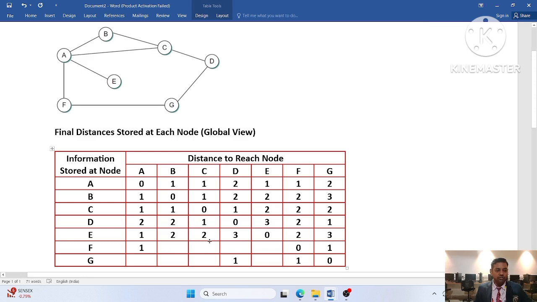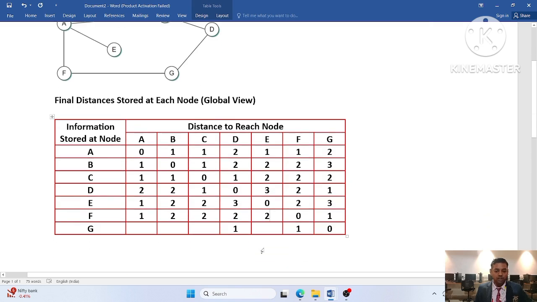So next one is router F. F to B is 2. F to C will be 2. F to D will be 3. Why? Because you take this previous example, D to F, it is 2. So F to D will be 2 via G. Next one is F to E. F to E is 2. So now this is completed.